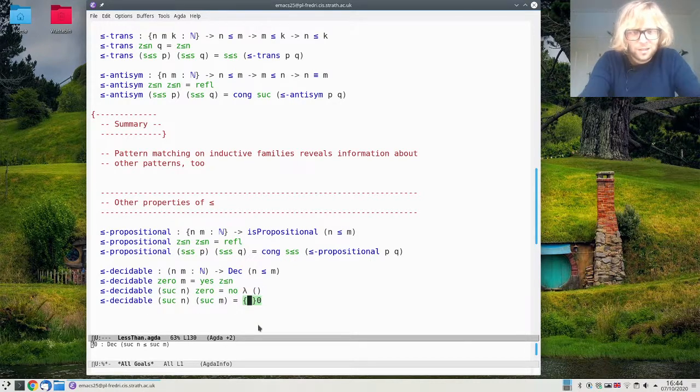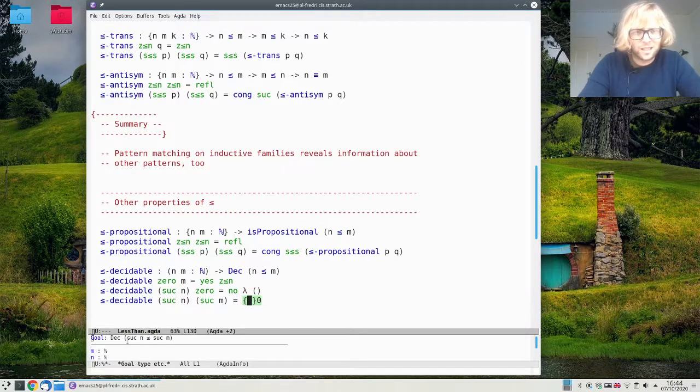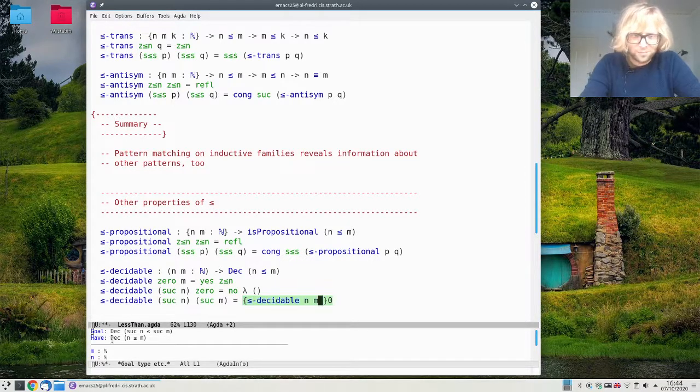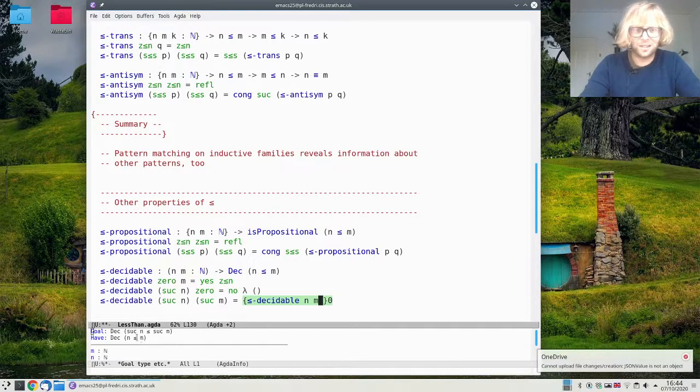Okay, what about this one? So here we have to decide if suc n is smaller than or equal to suc m. And this really depends on what n and m are, right? So what you typically want to do in this situation is a recursive call, which is this, right? So that's making me decide if n is smaller than m or not. And then I want to look at this result and do different things depending on if this is true or not. So that's exactly the job of a with, right?